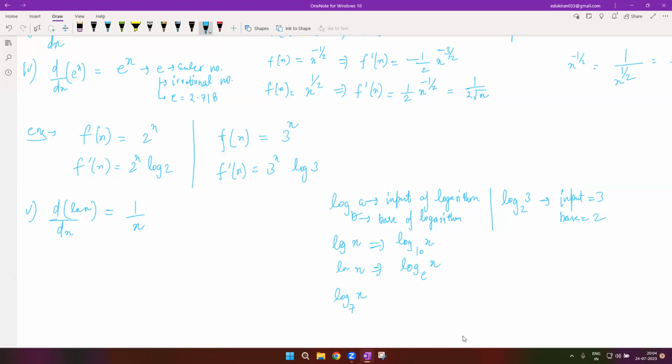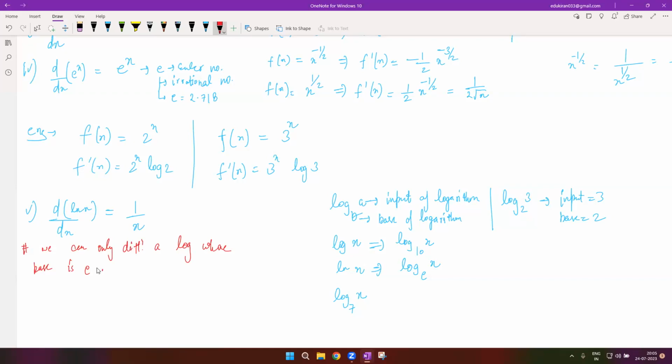Now in calculus, all the calculation will be in base e. The base e is very important here. Remember this, please pay attention: we can only differentiate a log whose base is e. If the base of the log is not e, we will have to change the base to e.